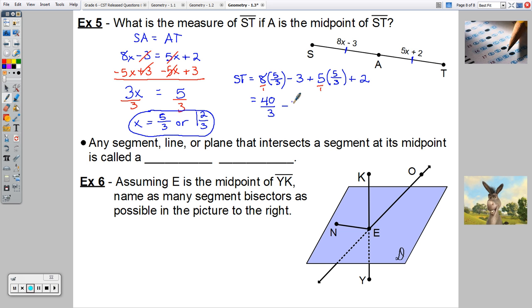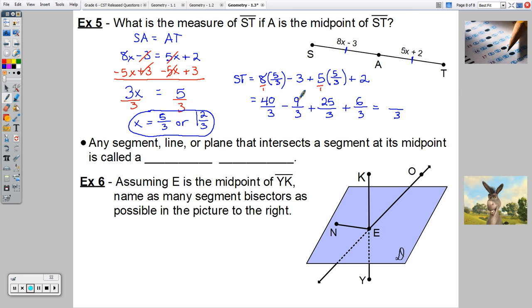And then if I want to add and subtract fractions, I have to get common denominators. So 3 is the same thing as 9 divided by 3, 9 over 3. So I can write 3 as that. This would be 25 over 3. And 2 I could write as 6 over 3. Once I have a common denominator, it stays the same on the bottom, and I just add and subtract the tops from there.